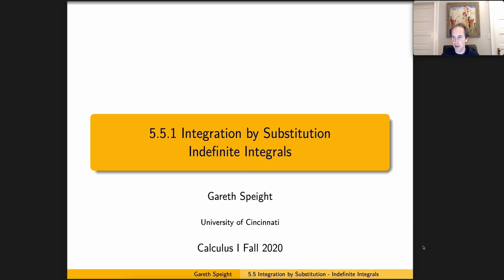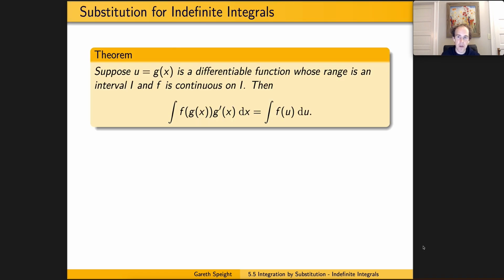And first we'll talk about it for indefinite integrals, and then in the next video, we'll talk about it for definite integrals. And it's going to be roughly the same in each case, just with one small change. So let's see how it works. So suppose u equals g of x is a differentiable function whose range is an interval I, and f is continuous on I. So this is just saying that the functions are nice enough, and f of g of x makes sense, so we can compose them.